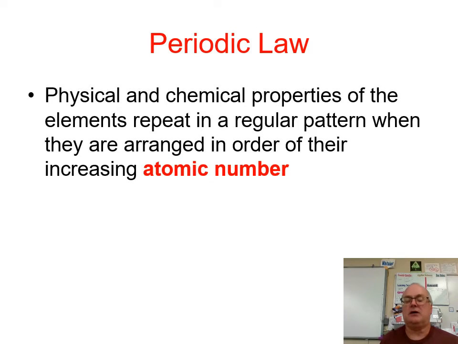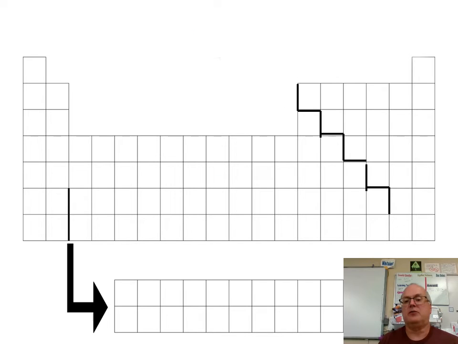The periodic law states that chemical and physical properties of an element repeat in a regular pattern when they are arranged in the order of their increasing atomic number. So the number of protons determines the arrangement.